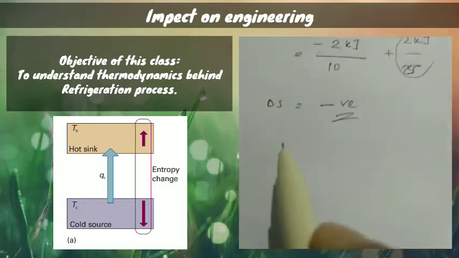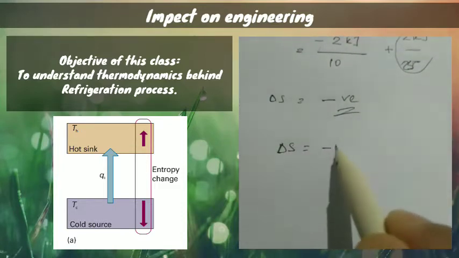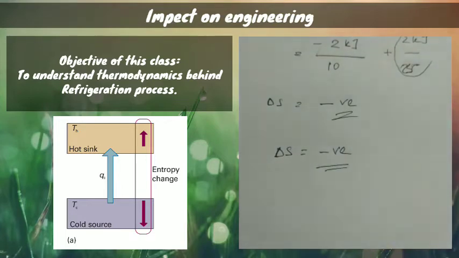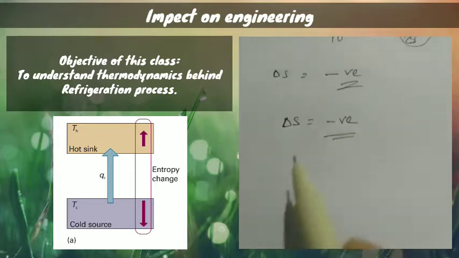Negative, understand, no? So the overall entropy change will be negative. So we know from the second law of thermodynamics that if del S is negative, then this process is not a spontaneous process. So remember this point.